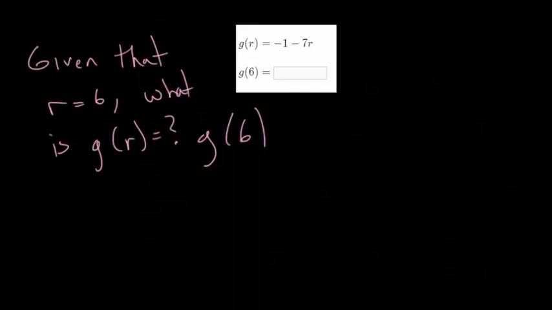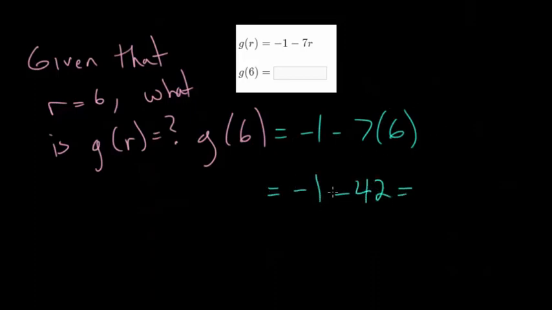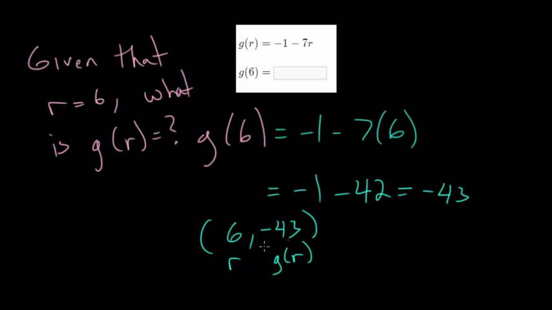So we have that g of 6 is equal to minus 1 minus 7 times 6. So minus 1 minus 42, which would be negative 43. So our r value was 6, and our function value was minus 43. So that would be r, and this would be g of r, which depends on what your axes look like, but in all likelihood in this case, you have r for your independent variable along the horizontal axis, and you have g of r along your vertical axis.